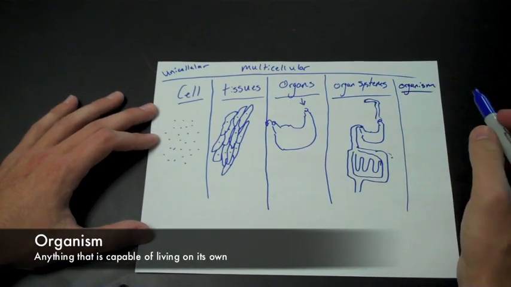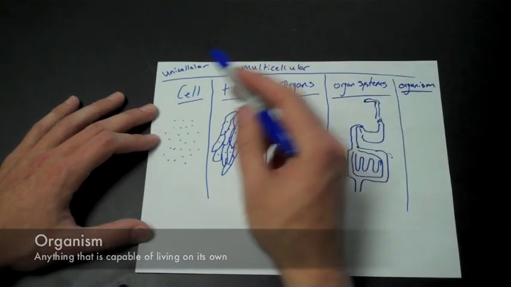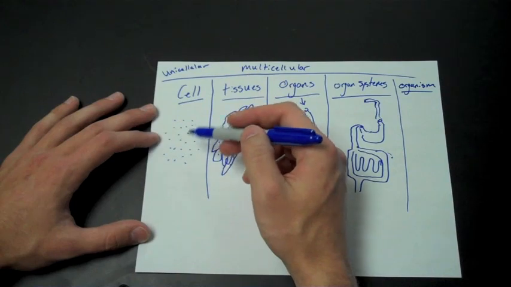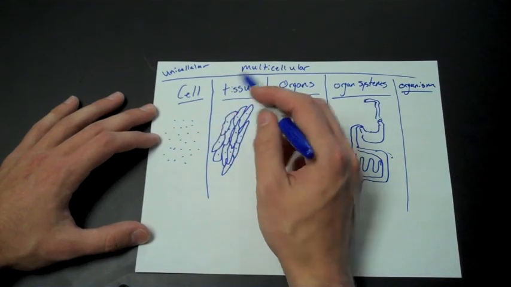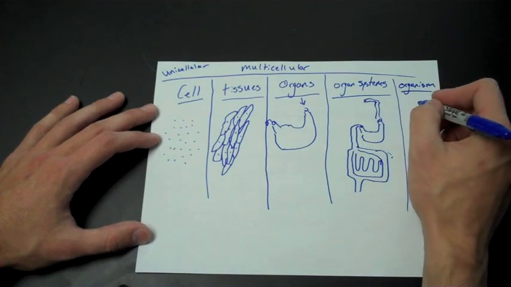An organism is anything that can live on its own. So, it can be either unicellular, cells that live on their own, they have organelles, tiny organs, or it can be multicellular, groups of cells that work together to create an organism.